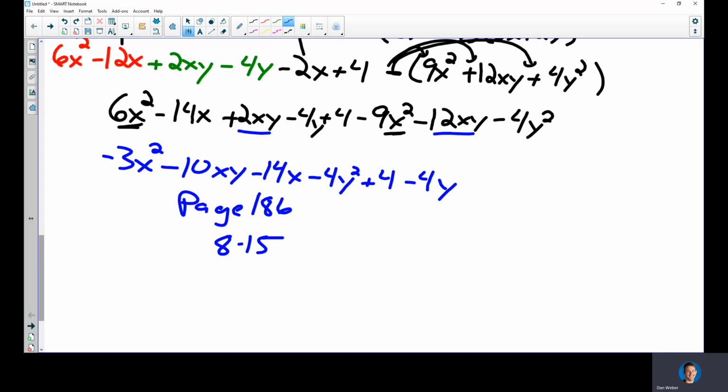Yes, Sam? How do you do the negative? That's actually quite a good question. Like the negative sign in front of the 9x squared, 12xy, the 4y squared. Well, see how I distributed, they were all positive and now they're all negative, right? The negative in front just changes the sign on all of them. Okay.